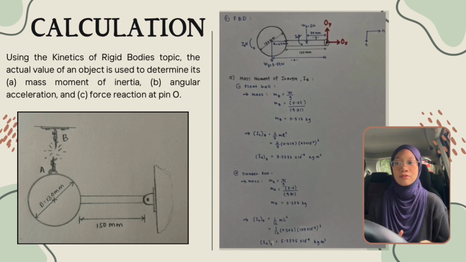Then we find the mass moment of inertia of the slender rod, where we need to find the mass also by using weight equal to mg and determine that m is equal to 0.306 kilograms. Then for the moment of inertia of the slender rod, we know it's 1/12 ml², and we just substitute the value of mass and also the length, which is given as 150 but converted into meters. Then we get the answer of 5.7375 × 10⁻⁴ kg·m².